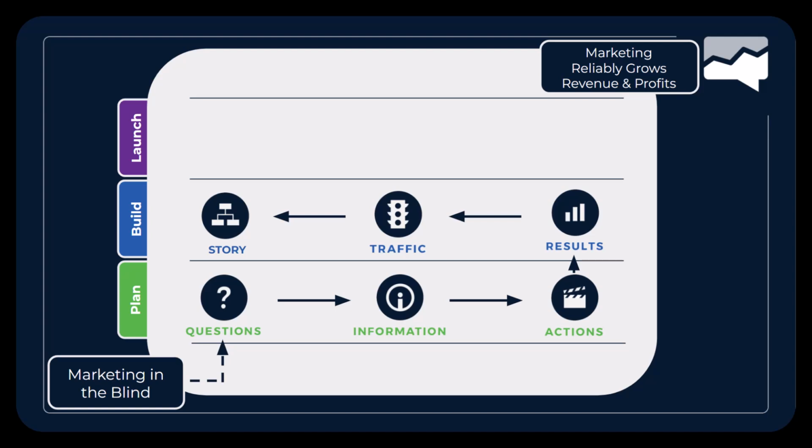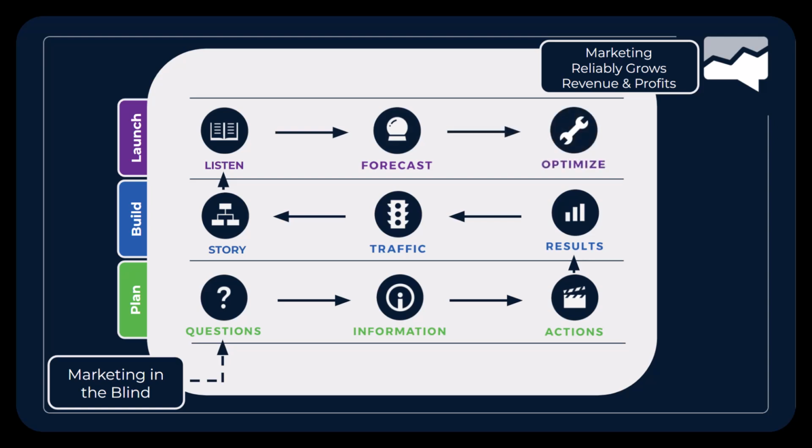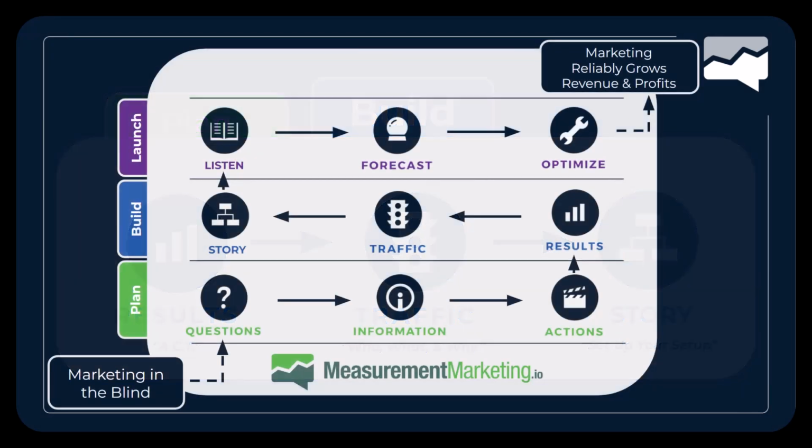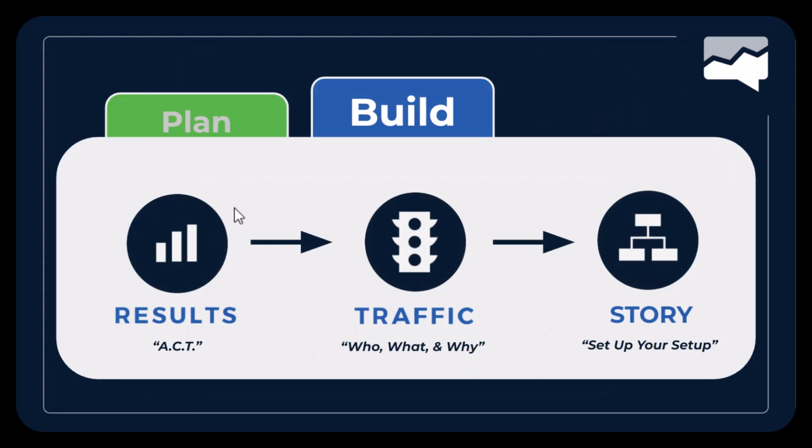That's what we're going to hit really heavy in this particular training so we can continue on in our framework where we can listen, forecast, and optimize. That's exactly what we want to be able to do so we can reliably grow those revenue and profits. So let's continue on, and we're going to take this first piece, that middle piece where you see results, traffic, and story. We're kind of going from right to left. We're flipping it, and now we're going to go left to right.